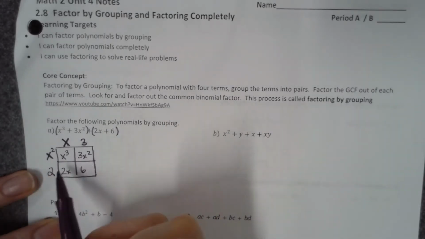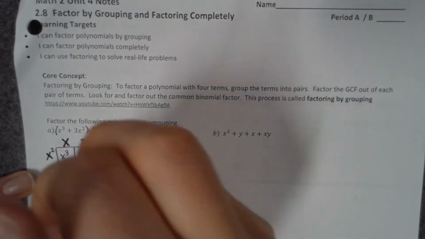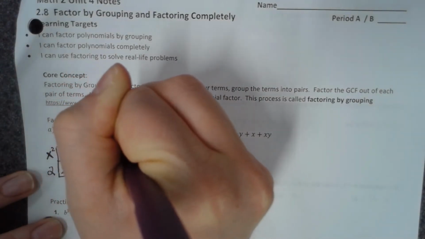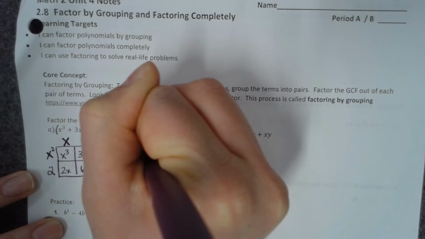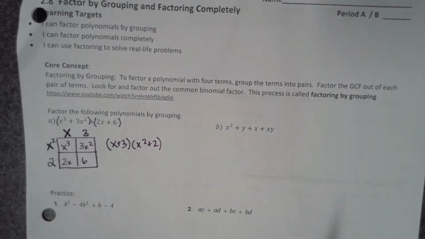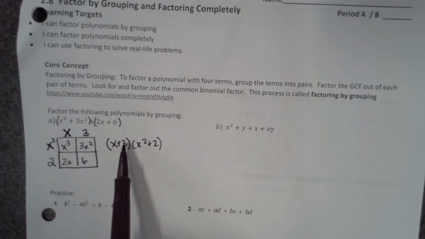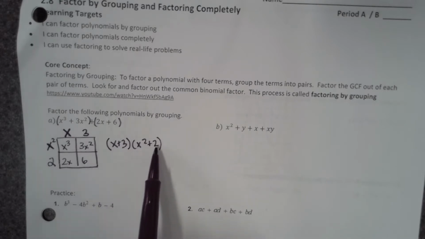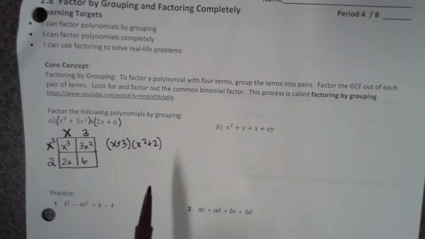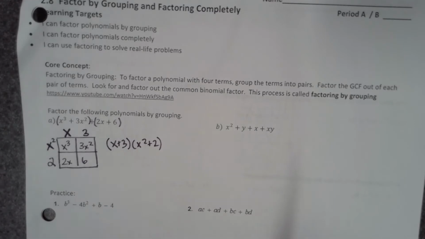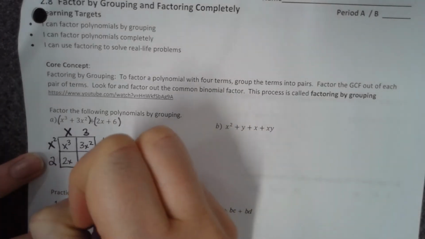And then you can check. 2 times 3 is 6. Yep, I did that right. So then you check and you write that out. X plus 3 times x squared plus 2. And you can look, is there anything else that I can factor in these 2 terms? X plus 3 is factored completely. X squared plus 2 is factored completely. Now remember from our 2.7 lesson, if this was a minus, we could use the special product of squares, but we don't have a minus there. So this is factored completely.